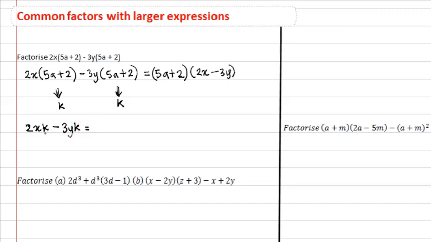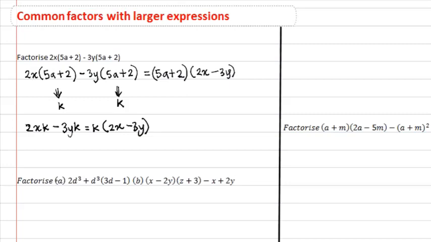Which ones are common here? k is here, k is here. If we bring out k, that means if we remove this k, it will remain 2x here, minus this k too, will remain 3y here. So that's how we did all the parts. We brought it out, removed it, and we'll be left with 2x minus 3y.